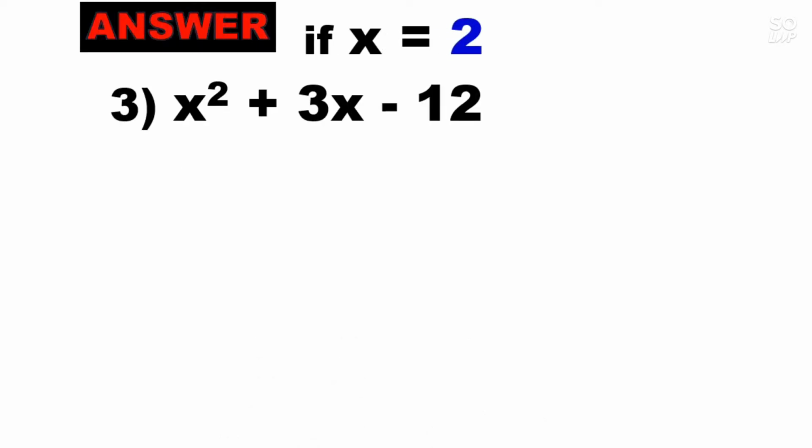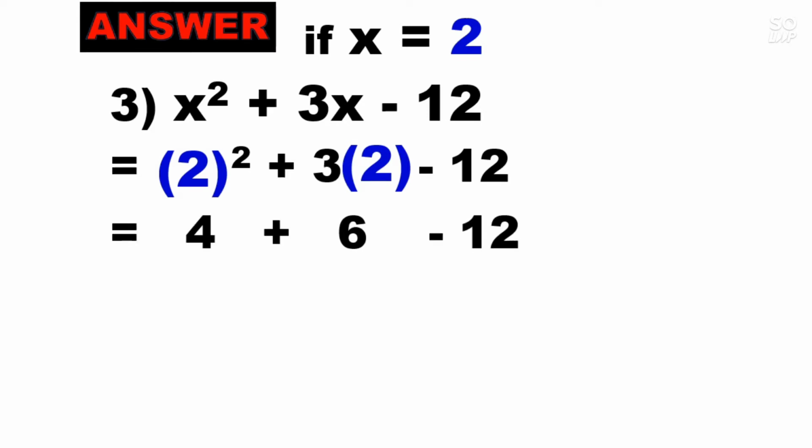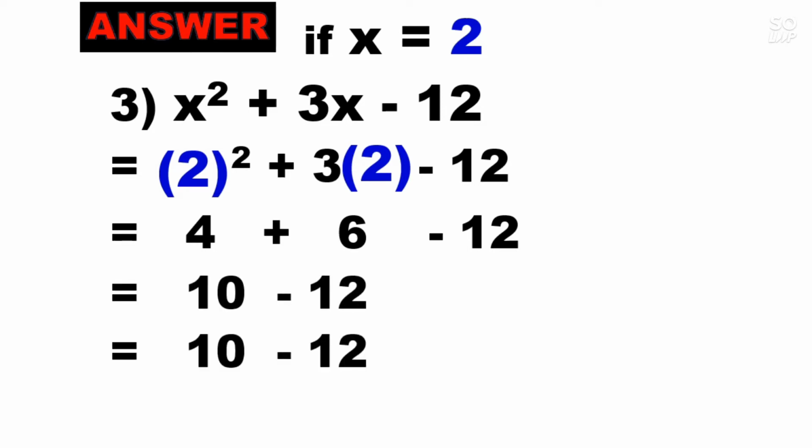Okay, now let's have number 3. X squared plus 3x minus 12. Okay, so we replace x by 2. So, lahat ng x, which is the variable x, papalitan natin ng 2. Okay? We have 2 squared plus 3 times 2 minus 12. And then, we simplify. 2 squared is equal to 4. 3 times 2 is 6 minus 12. Okay, and then 4 plus 6 is 10 minus 12. Okay, 10 minus 12 is equal to negative 2.